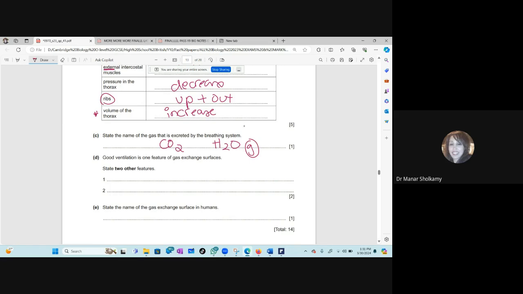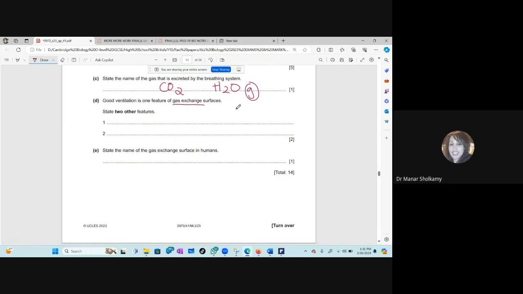Okay. Good ventilation is one feature of the gas exchange surface. State 2 other features. Rich blood supply. Correct. What else? Large surface area. Yes, you are correct. Large surface area. Also, it has thin walls.